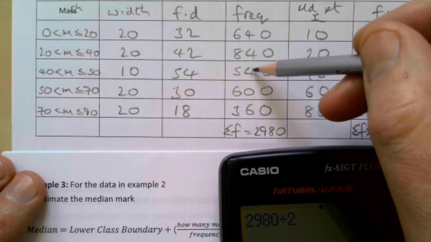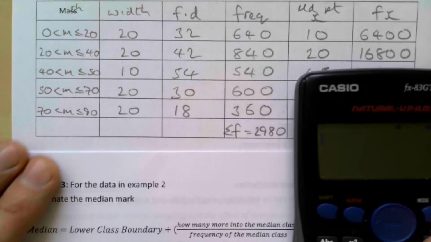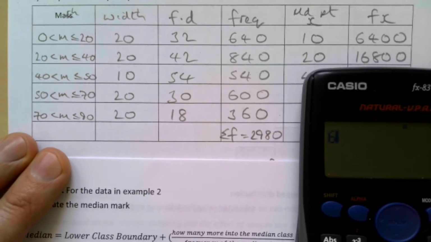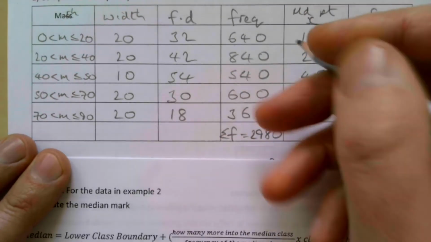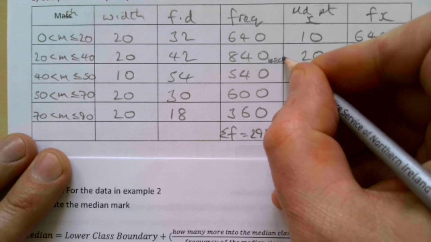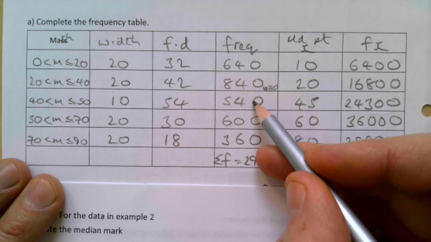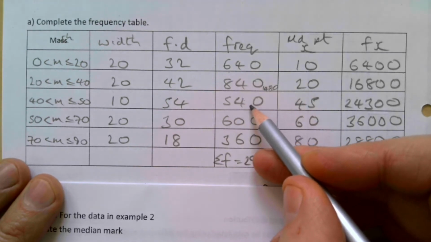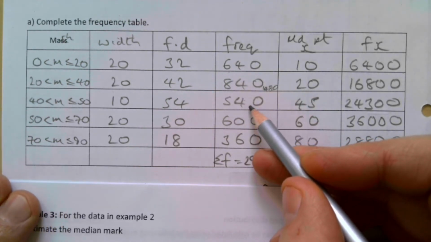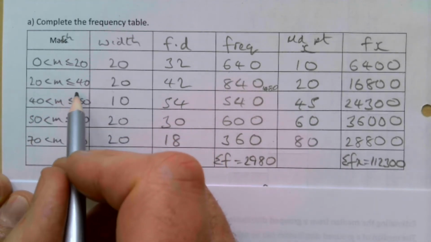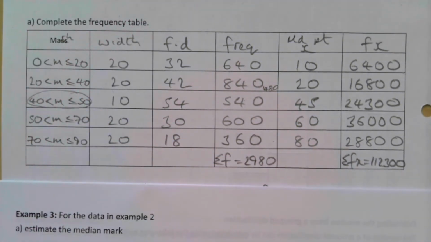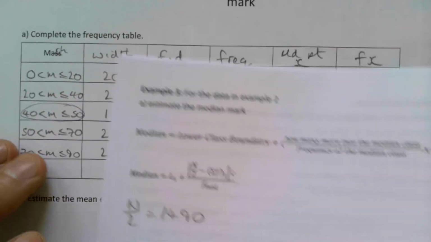So it's just into this group here, because if I do 640 plus 840, that gives me 1480. So I'm looking for effectively 10/540ths of the way into this group here. That's the way I'm trying to work it out. And this is going to be my median group here. So let's see if we can work out our median and make some sense of it from here.